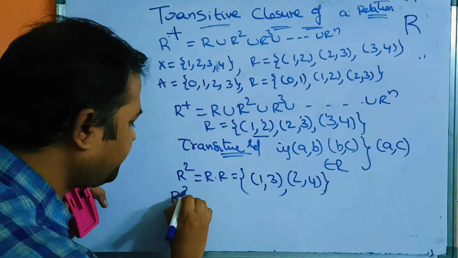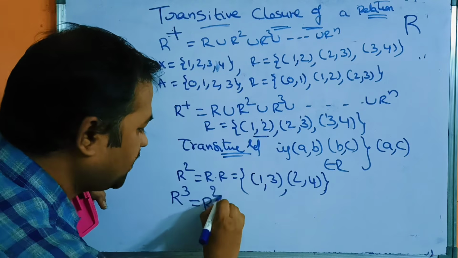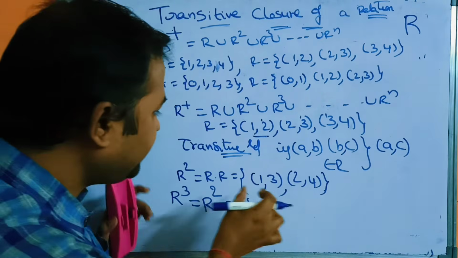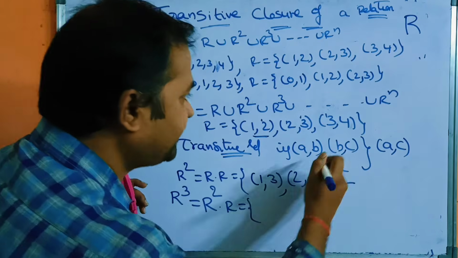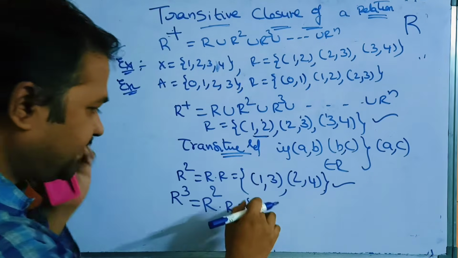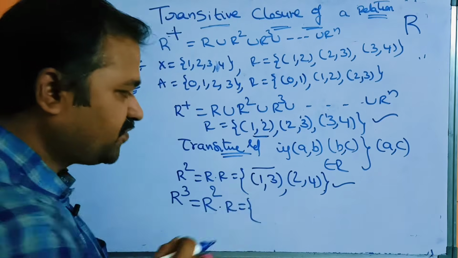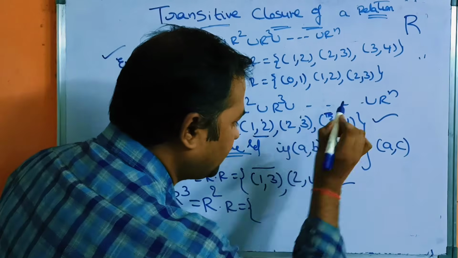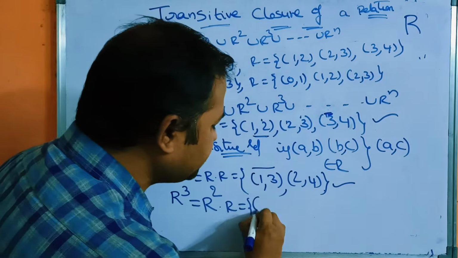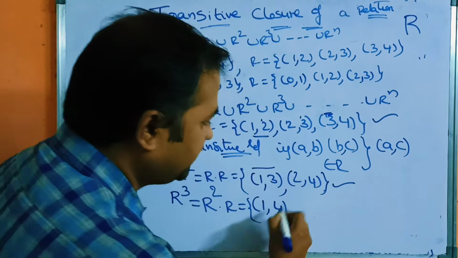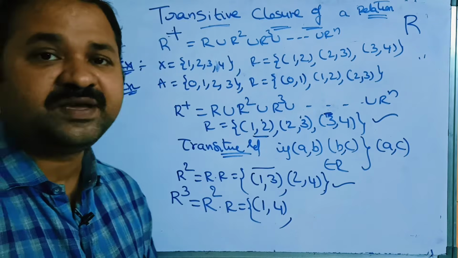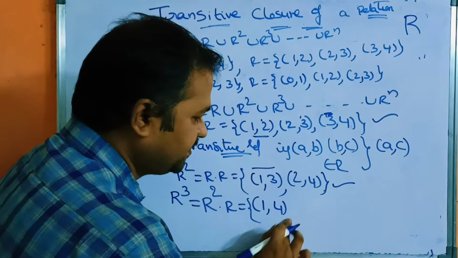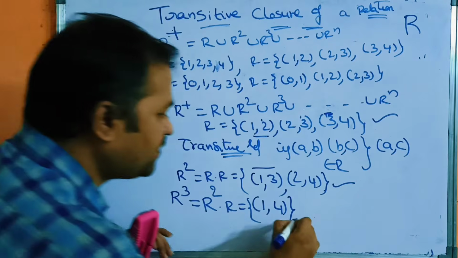Now let us compute R cube. What is the result of R cube? R square into R. We need to perform the operation on these two sets: this is R square and this is R. What is the first pair? (1,3). We have to search for the pair which starts with 3 in R. Here we have 3. So (1,3) and (3,4) give the new pair (1,4). Next we have (2,4). We have to search for the pair which starts with 4, but we don't have such a pair here. So R cube is (1,4).